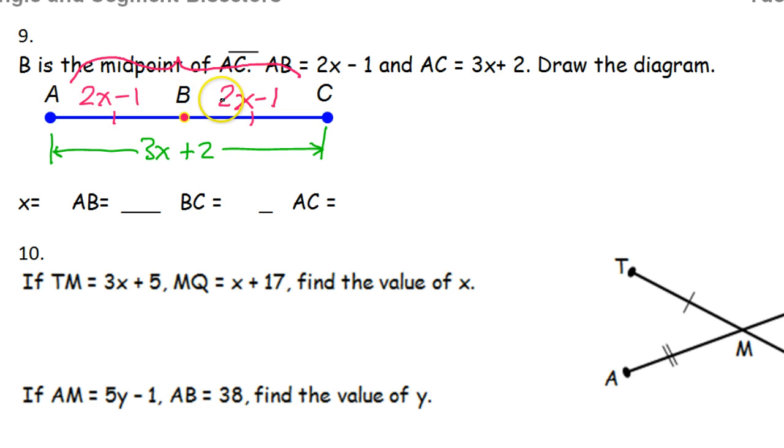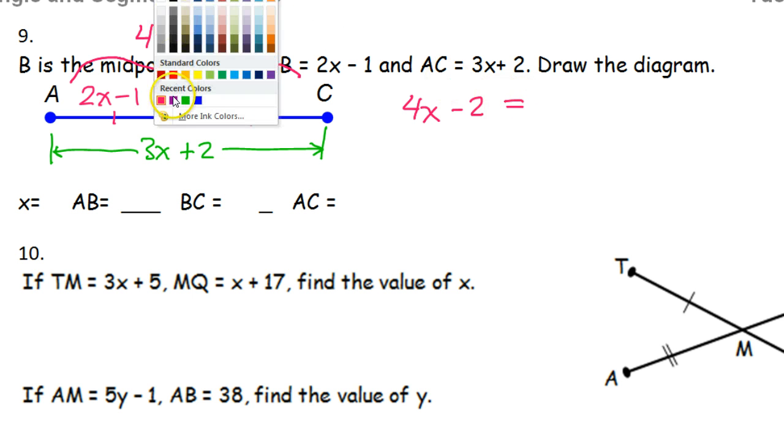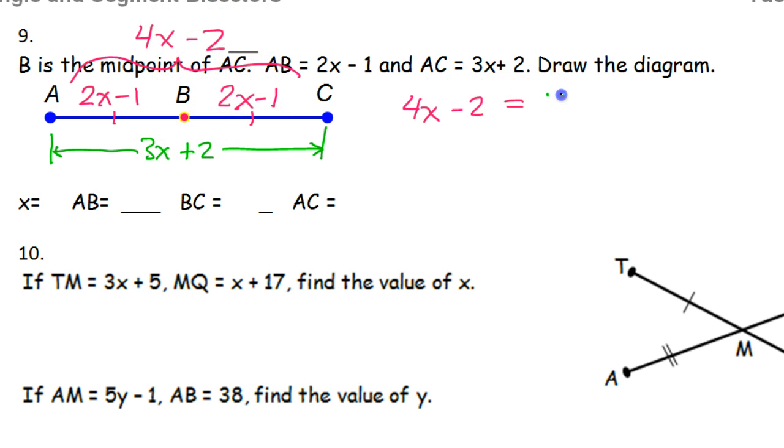Hopefully you're looking at this and thinking, sure, 2x minus 1 plus 2x minus 1. Combine like terms. 2x plus 2x is 4x. Negative 1 plus negative 1 is negative 2. So we have these two different expressions for the length of AC. Of course, they better be equal to each other. In other words, 4x minus 2 better be equal to 3x plus 2.